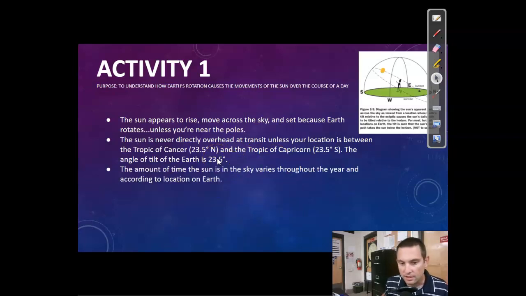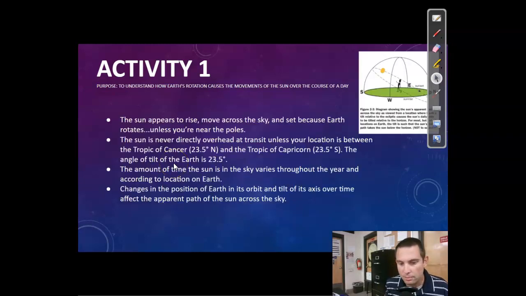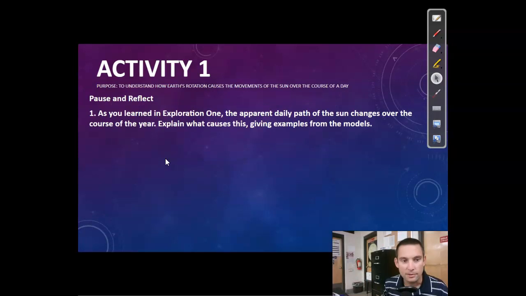The amount of time the sun is in the sky varies throughout the year and according to the location on Earth. When it's summertime in the northern hemisphere, we get a lot longer exposure to sun than we do in the wintertime. Changes in the position of Earth in its orbit and tilt of its axis over time affect the apparent path of the sun. So sometimes in the winter, specifically, the sun doesn't appear to get as high as it does during the summer.